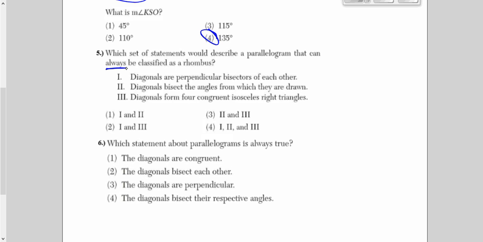Did you look at rhombus properties? Oh. So tell me what you think. Which of those 3, if any, or 2, or all of them, would make that parallelogram a rhombus? 1, 3, and 2. Okay. So let's get back to that. Diagonals being perpendicular bisectors of each other.